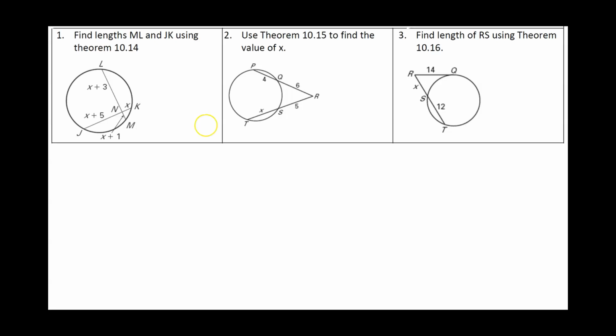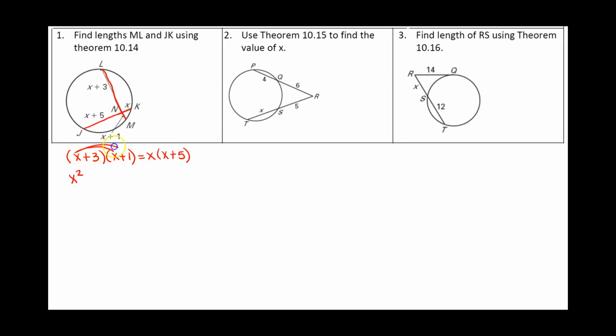So, for number 1, it says find ML and JK using theorem 10.14. Now remember, it is part times part equals part times part. So, I am going to say x plus 3 times x plus 1. So that was this chord, just like that part times that part. Now the reason why I made you review Algebra 1 yesterday is for these problems. We have a quadratic that's going to appear.